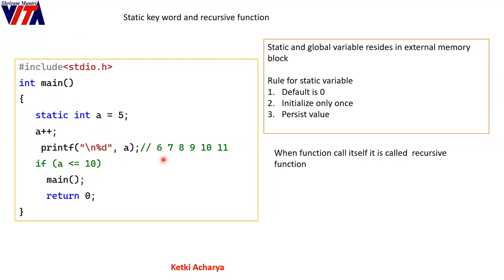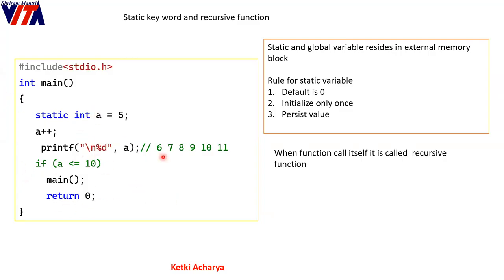6 is less than 10, yes. 7 is less than 10, yes. 8 is less than 10, yes. 9 is less than 10, yes. Then when it comes to 10, 10 is less than or equal to 10, yes. A recursive call will go. It will increment it. It will print 11. And when it comes here, 11 is less than 10? No. And then you jump out.